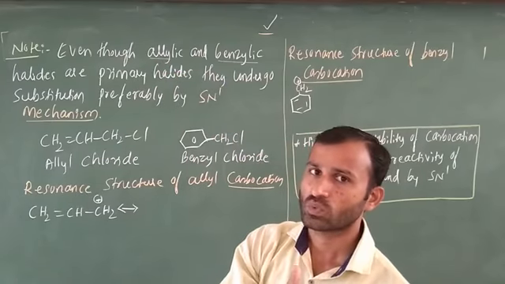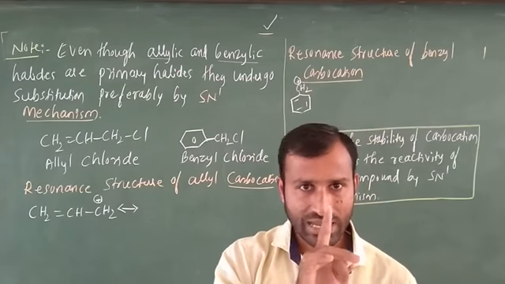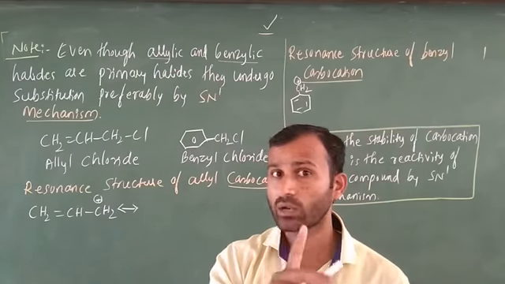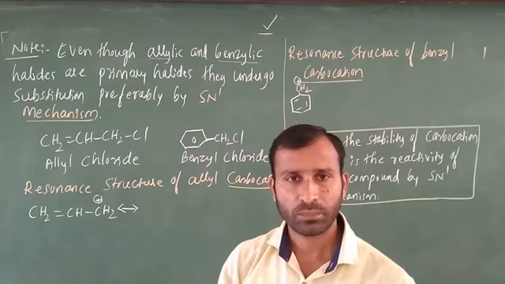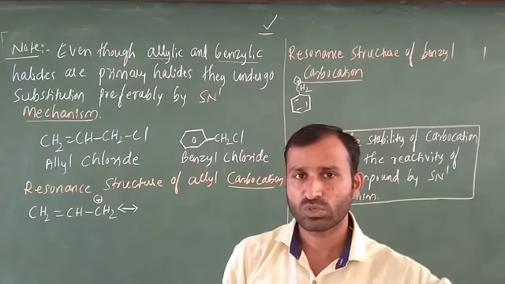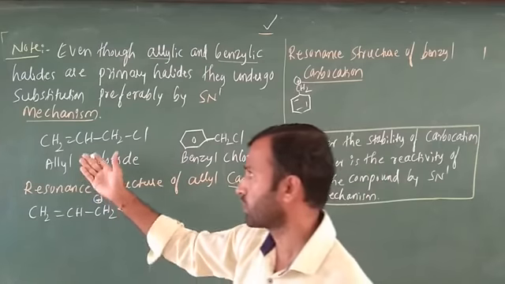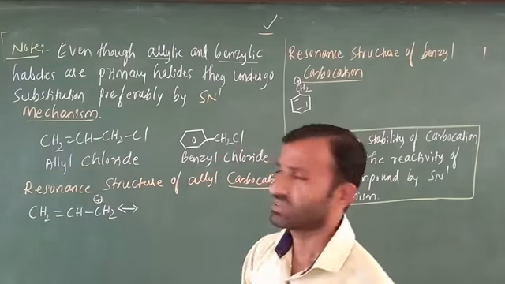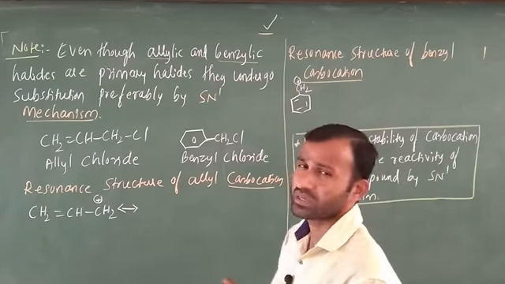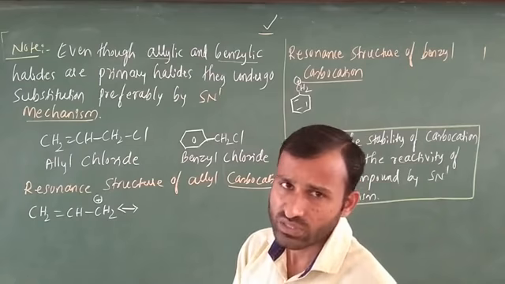Primary halides means the halogen atom is attached to a carbon, and that carbon must contain two hydrogen atoms. Otherwise, that carbon contains one substituent group, in this case only one benzene, which indicates primary. Otherwise, it is better to remember it with the help of the hydrogens for better understanding.